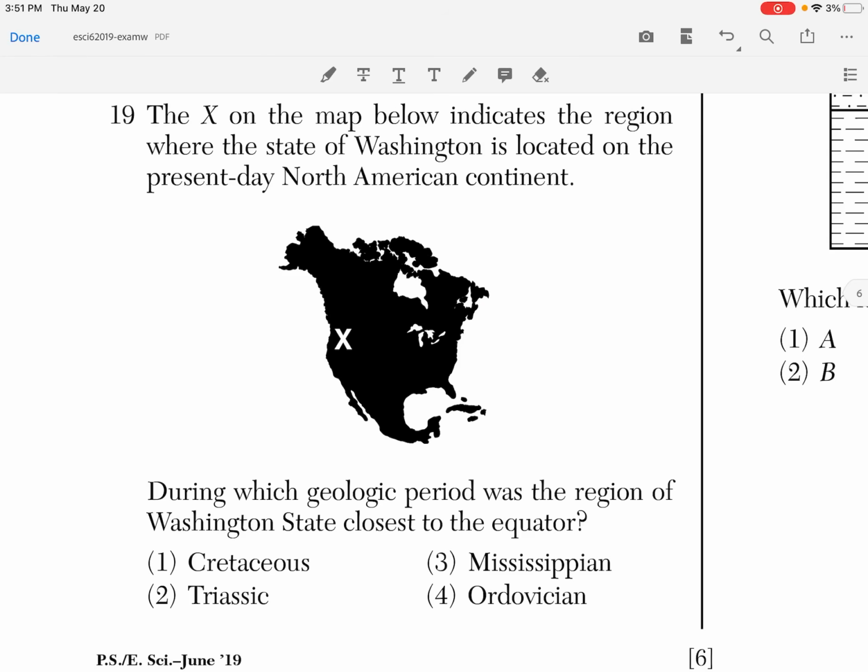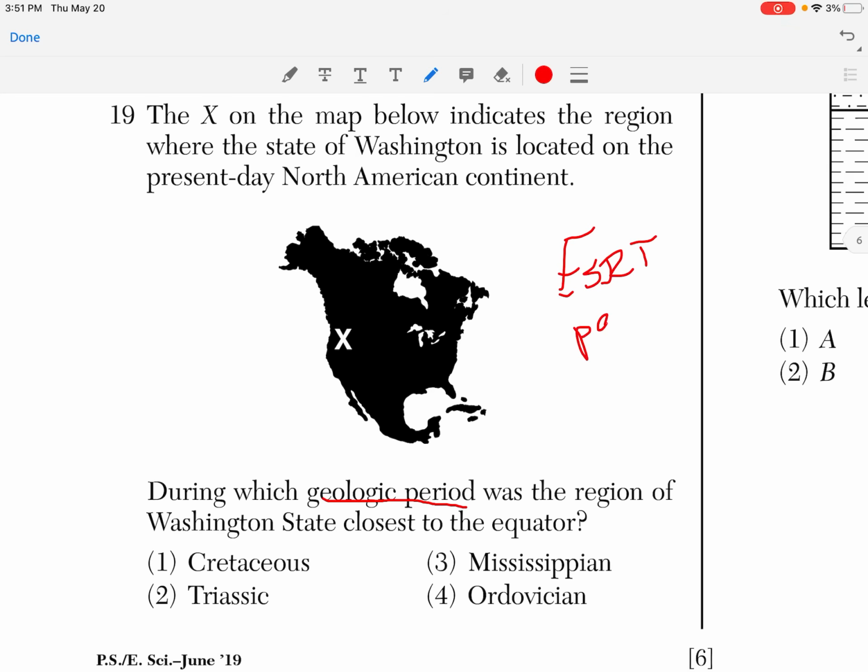All right, number 19 is a reference table question. It's asking for a geologic time period. So you know that's going to be reference table page 8 and 9. You got to use really both of them to figure this one out. Okay, and we want to know when Washington State was closest to the equator.